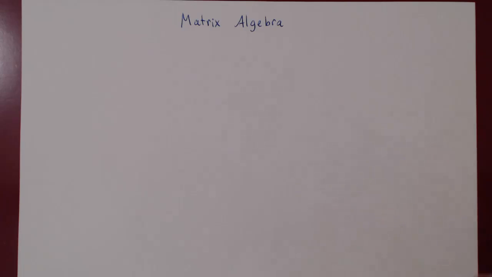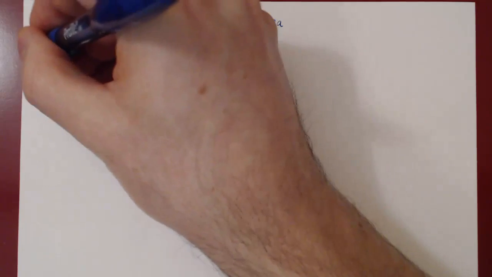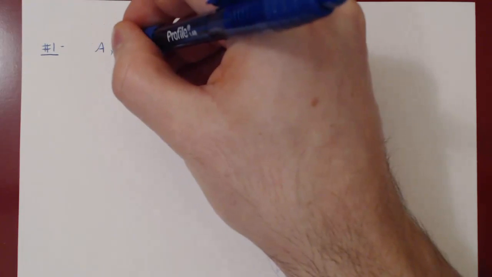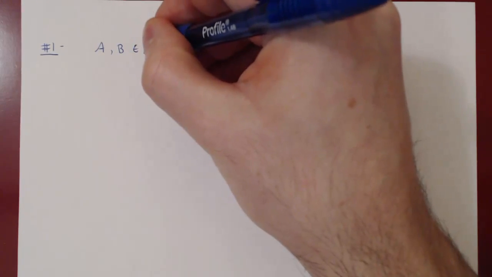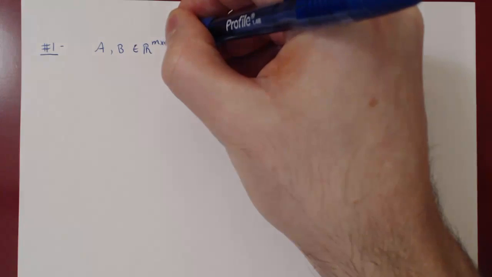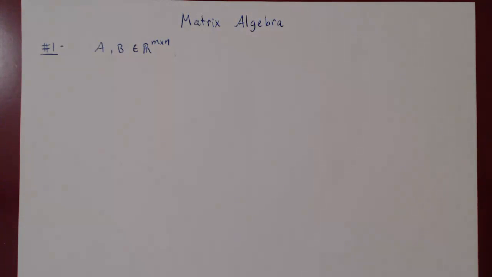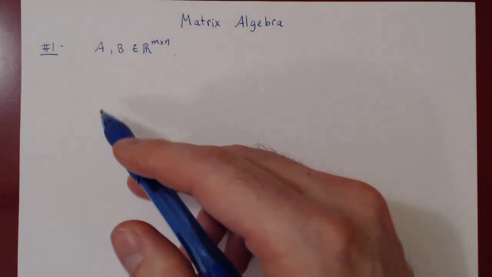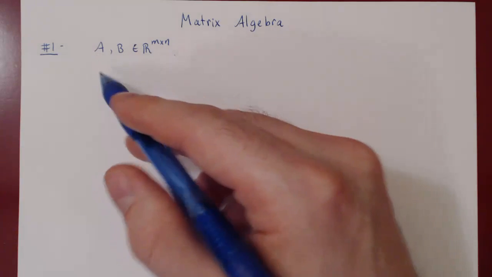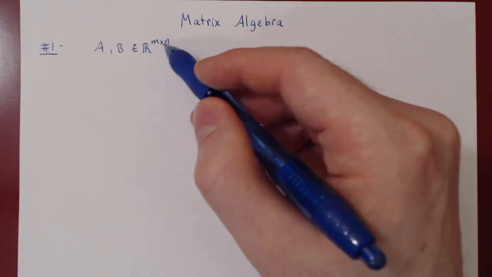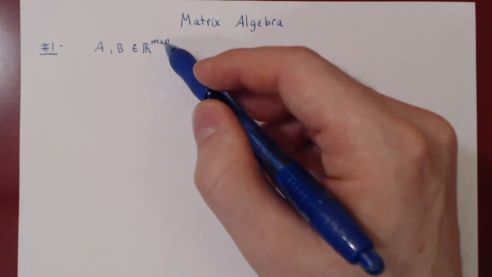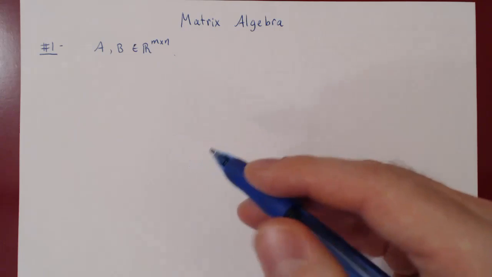Let's start with a very simple example. Suppose we have 2 matrices of the same size. This will be number 1, our first proof. Suppose that both A and B are M by N matrices. And if you remember, you can only add 2 matrices of the same size because we are adding corresponding entries. So if you recall, R^(m×n) is the set of all M by N matrices with real entries.